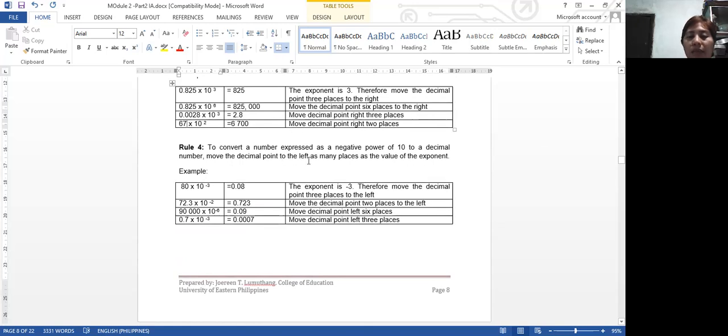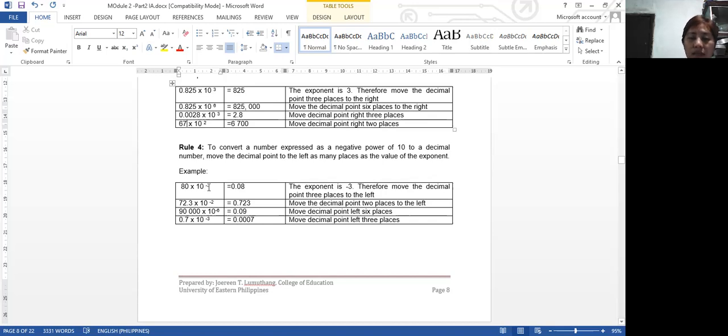So for rule 4: to convert a number expressed as a negative power of 10 to a decimal number, move the decimal point to the left as many places as the value of the exponent. Same as rule number 3, the only difference is that this time we are going to move the decimal point to the left. Why? Because the power is raised to a negative.